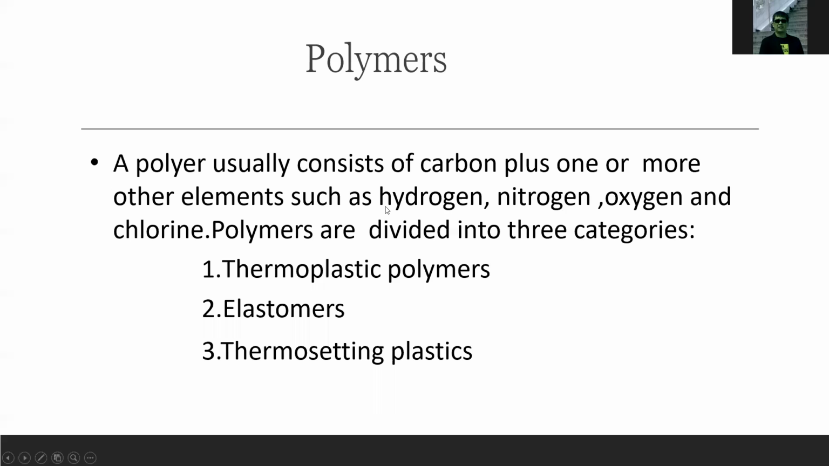Polymers usually consist of carbon plus one or more other elements such as hydrogen, nitrogen, oxygen, and chlorine. Polymers are divided into three categories. We have the thermoplastic polymers, elastomers, and the thermosetting plastics.